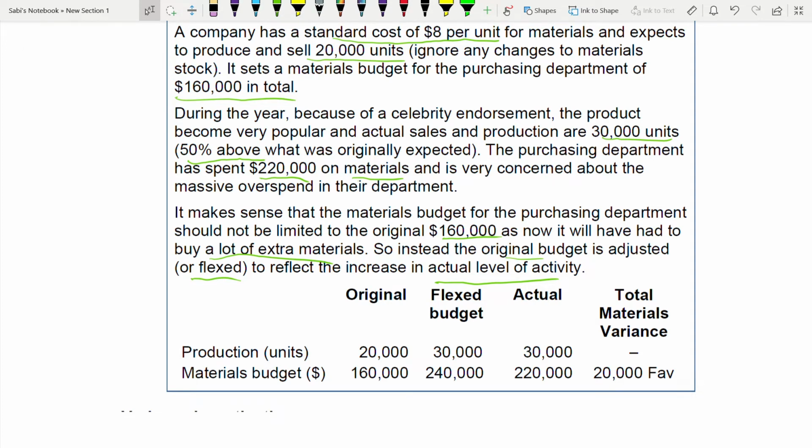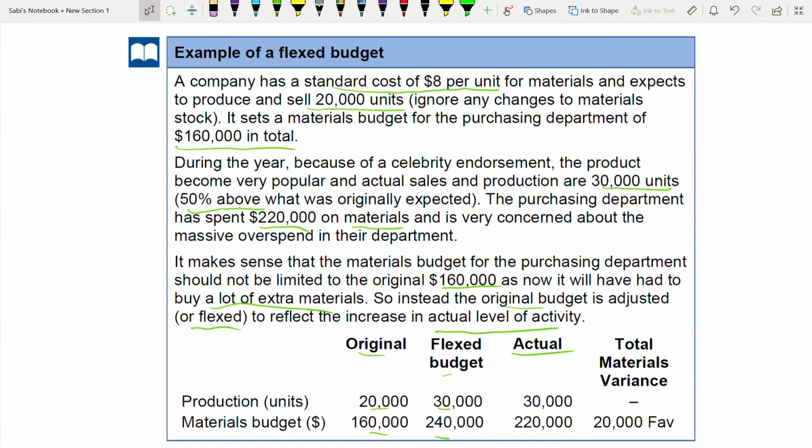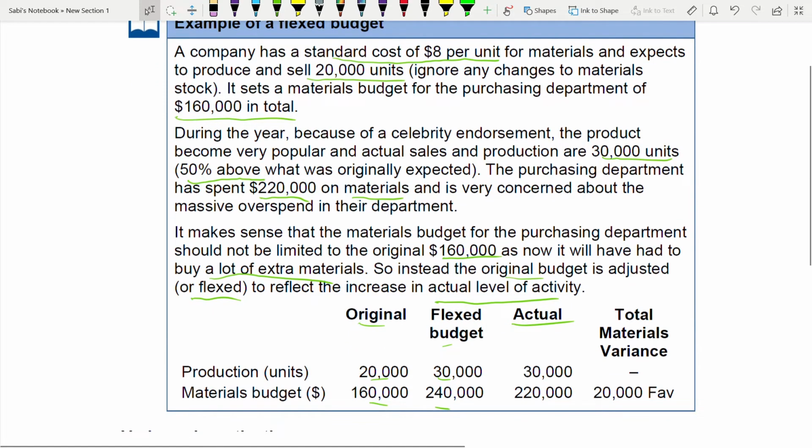Okay, for the other types of budget, calculations are not required. They will not ask you calculations, but for flex budget, yes. So first, write what the original production units are, 20,000, material budget 160,000 because 20,000 into 8, right? Flex budget was 30,000 and 240,000. They have given you the actual. This is original. This is flex budget, actual. Production units. This is 30,000. This is 20,000. Actual they have given you.